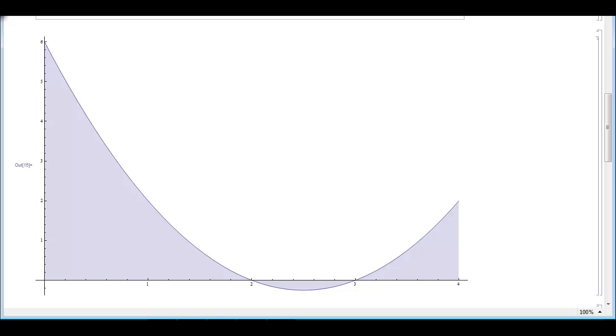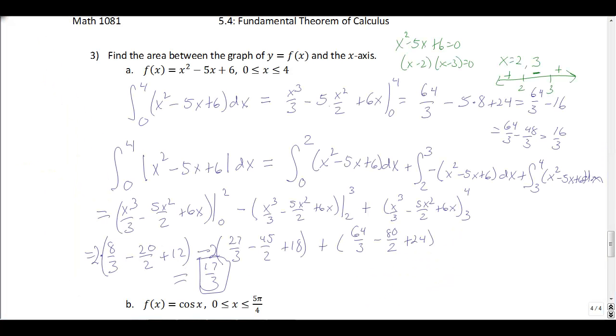So half of that would be 1/6. So the area from 2 to 3 really should be 1/6 here. And the difference here is up here we're subtracting the 1/6. Here we're actually adding the 1/6. So that add or subtract 1/6 gives us a difference of 2 times 1/6 or 1/3.